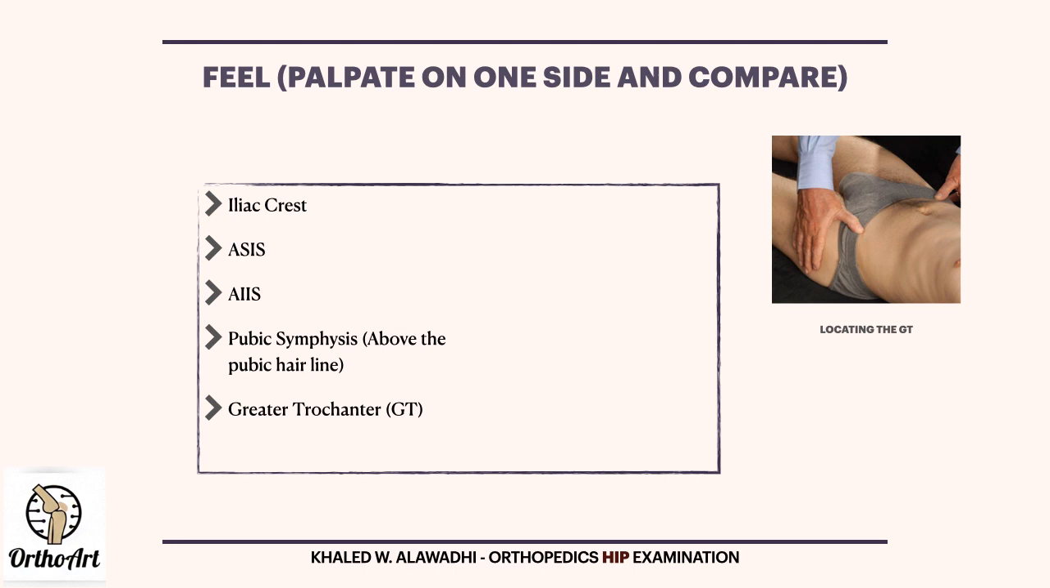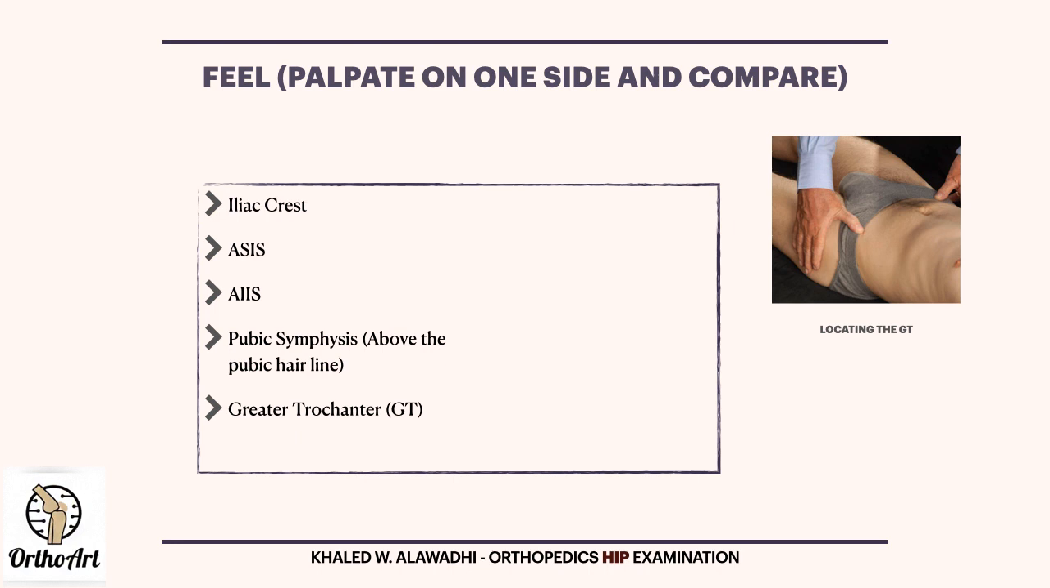When you palpate, always palpate on one side and compare. So what do we palpate exactly? Start with the iliac crest, then palpate for the anterior superior iliac spine. Then go below, distally, and you feel for the inferior iliac spine. Then at the middle of the pelvis, you feel for the pubic symphysis, or some people say I should go above the pubic hairline to palpate for the pubic symphysis. And finally, you check for the greater trochanter of the femur.